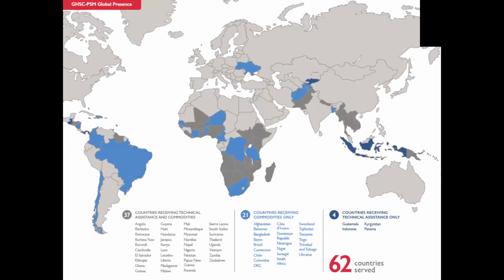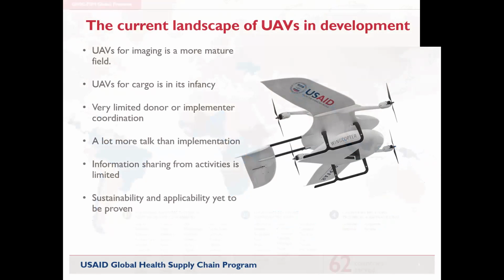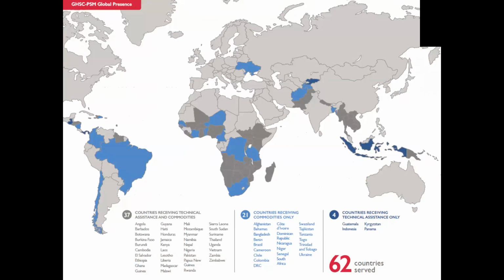And just as a map of the countries that we're working in, there's the correct number, 62 countries we're currently serving. So on the project, let me just go back a minute. On the project, we were very fortunate that USAID had provided funding for UAV work.